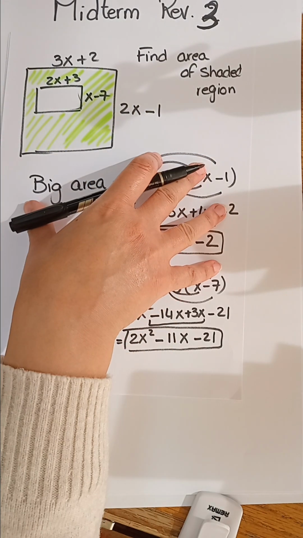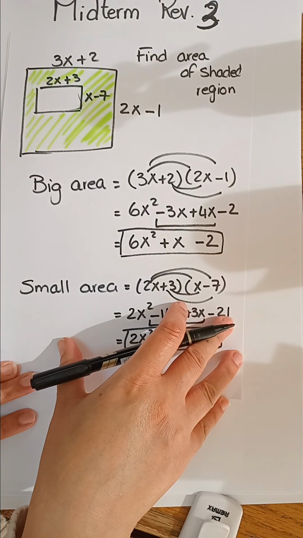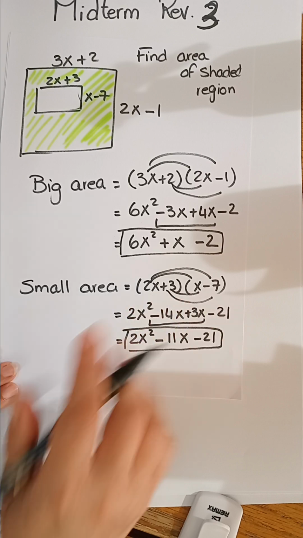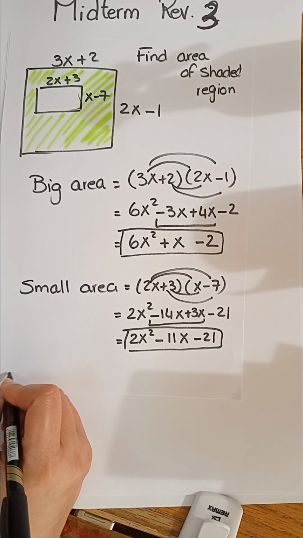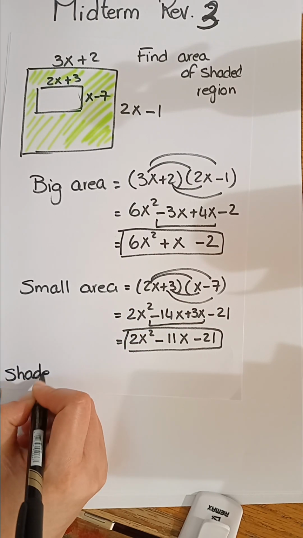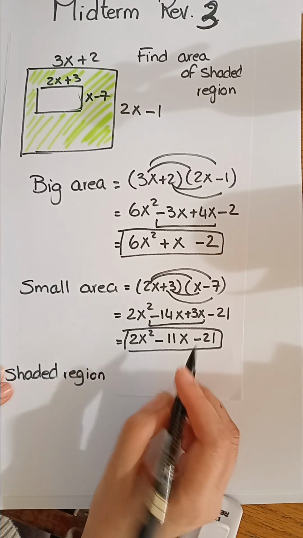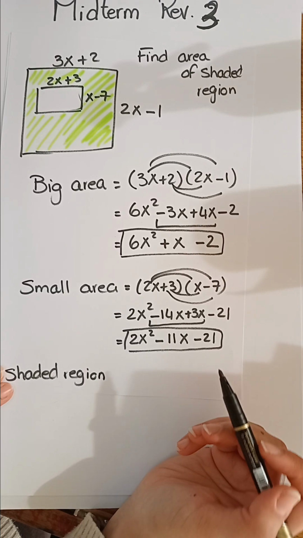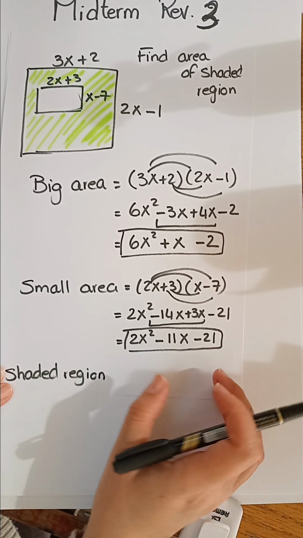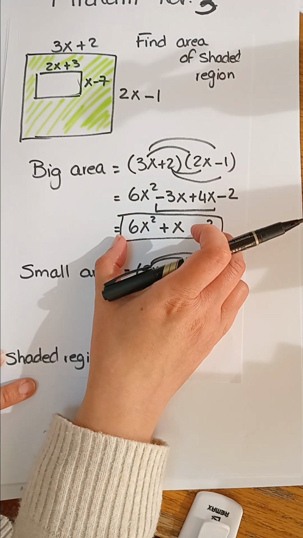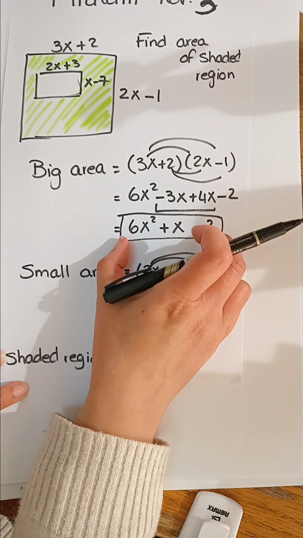It's the big area subtracted by the small area. The big area minus the small area. But remember, I'm going to write here shaded region. Remember that whatever comes after the subtraction, I must put it in parentheses in order to be able to distribute the negative sign. So I start with the big area, never start with the small area. Start with the big area.